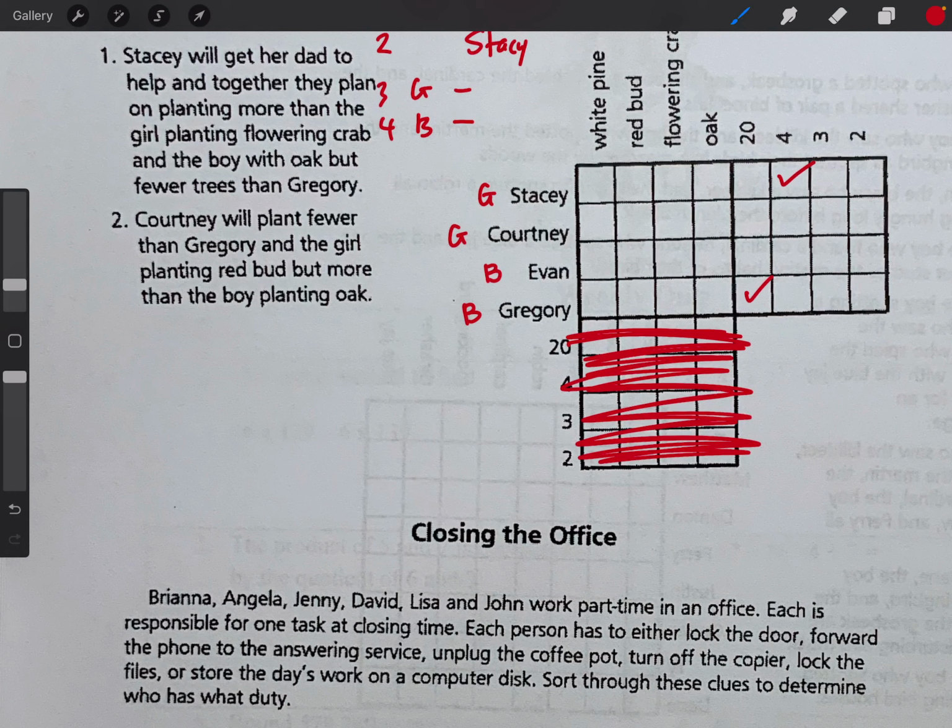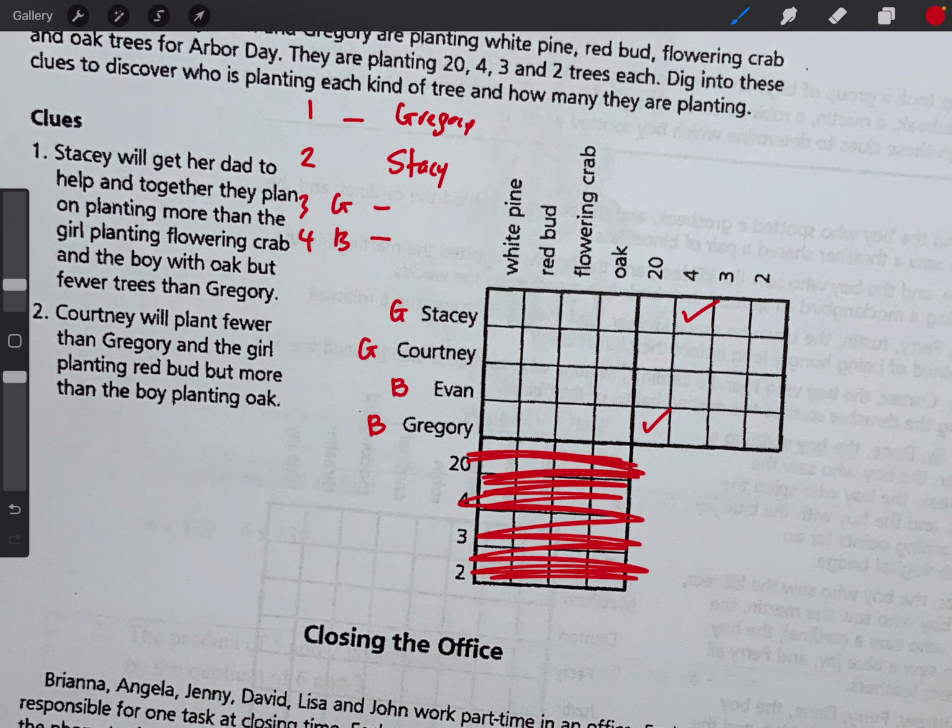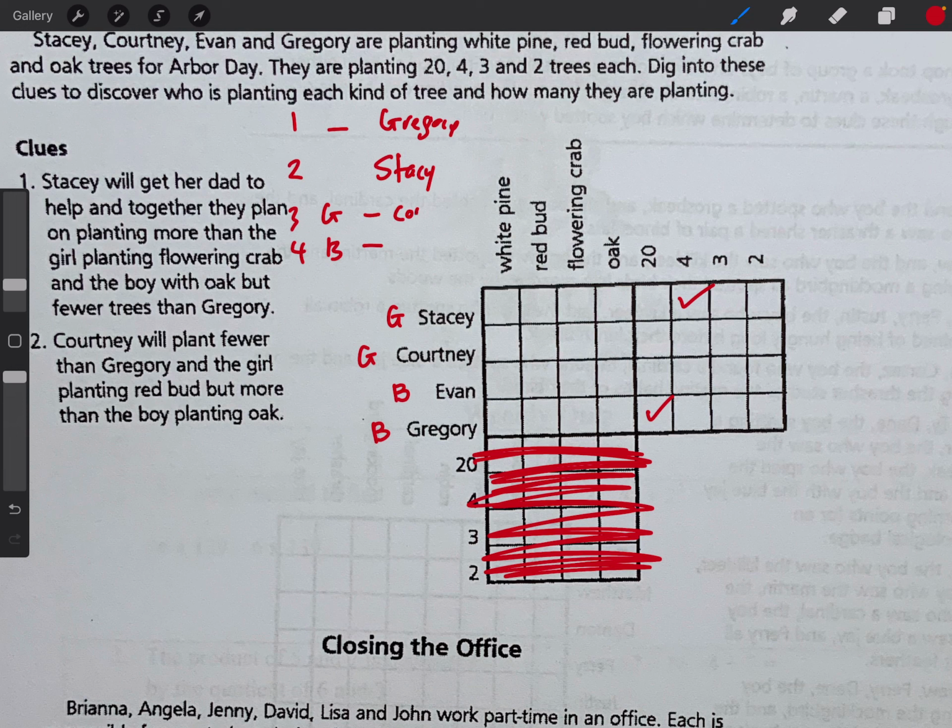Courtney will plant fewer than Gregory. Oh, by the way, this must be Courtney because she's the only other girl, and this one must be Evan, the other boy. So that means that Evan must be the last one, which is the 2, and Courtney must be 3. It says Courtney will plant fewer than Gregory because Gregory is first. And the girl planting red buds. Oh, so she's fewer than Gregory, another girl. Obviously the other girl is Stacy. So Stacy must be the one that has the red bud.